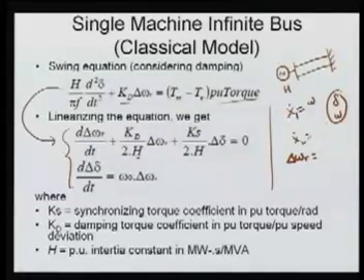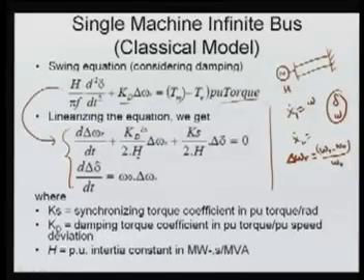in per unit, and that is defined as your omega r minus omega naught divided by your omega naught. So this is this value. Your H is of course in seconds, Kd is the damping torque coefficient in per unit torque divided by per unit speed deviation. However, your synchronizing torque coefficient is in per unit torque divided by radian. So we have included the damping coefficient here as well.